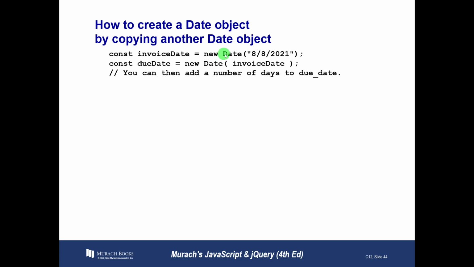So here's an example. We create a new date here, 8/8/2021. It's called the invoice date. And then we're creating another new date based on the invoice date. So it's going to take this date from our invoice date and make a copy of it for a due date. And then if our invoice is due 30 days from now, we can add a number of days to the due date to change it. And we'll see some examples of that coming up too.